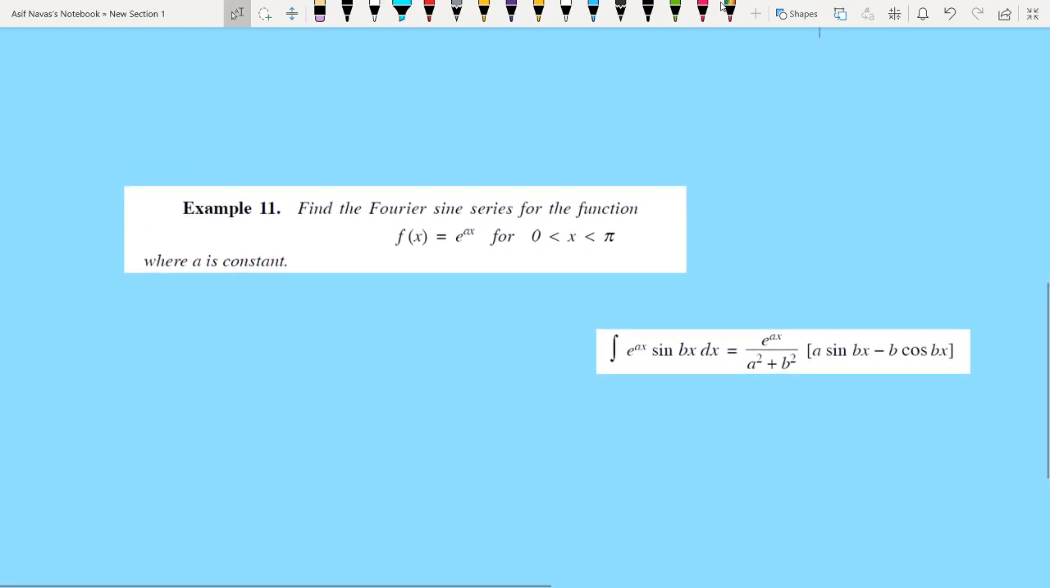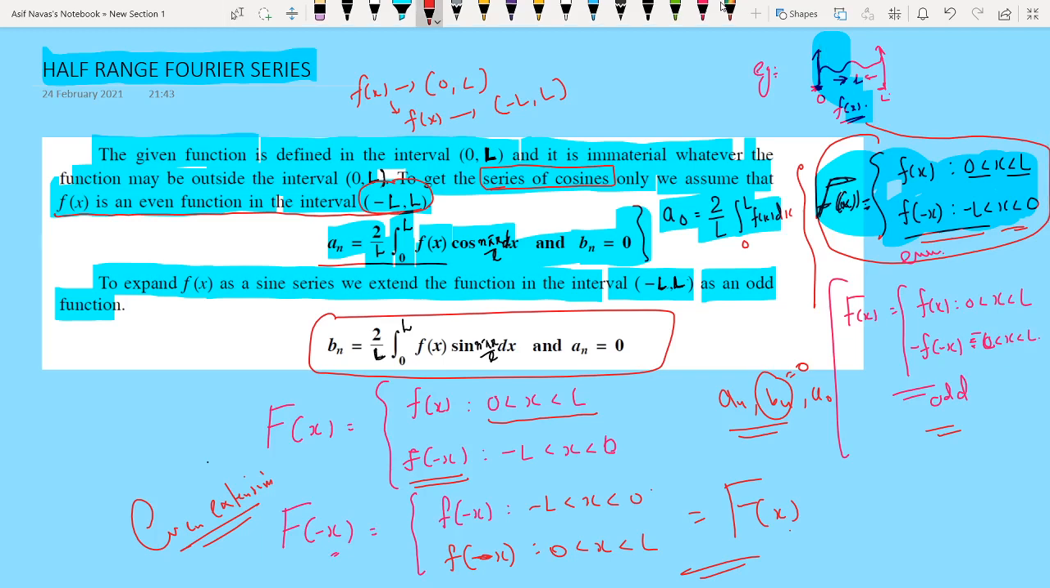So the half range Fourier series, the sine series, is called the half range sine series. If it is an even extension, it is the half range Fourier cosine series, or simply the cosine series. A cosine series, if it is defined on the interval 0 to L, must be the half range Fourier cosine series. A sine series, if it is defined on 0 to L, will be the half range sine series.